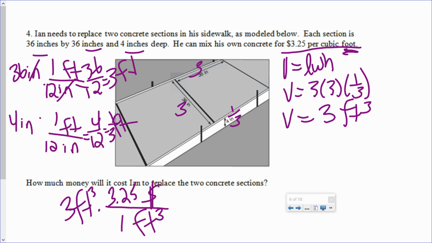325 for 1 cubic foot. Cubic feet are gone. It's asking for cost. I'm done with cost. I'm done with unit analysis. Now I'm looking for a percent or a quantity. There is a quantity. There's 2 of them. So I'm going to multiply by 2.